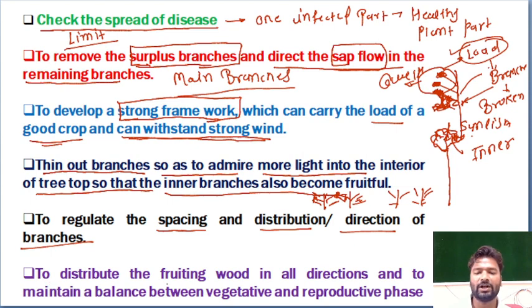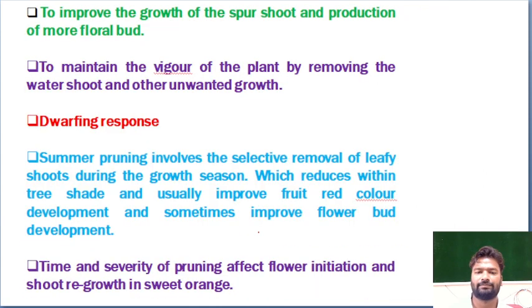Next, to distribute the fruiting wood in all directions and to maintain a balance between the vegetative and reproductive phases. So what happens? By pruning, we can maintain growth in all directions, not in a single direction. Also, it improves the balance between the vegetative and reproductive phases, meaning there will be an equal balance between these two phases. So the plant age and fruiting can be increased over the years.